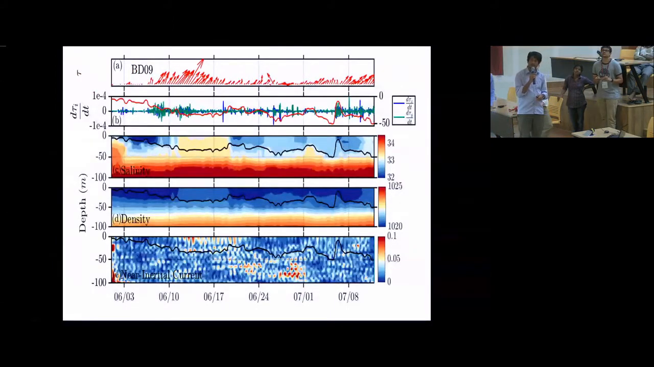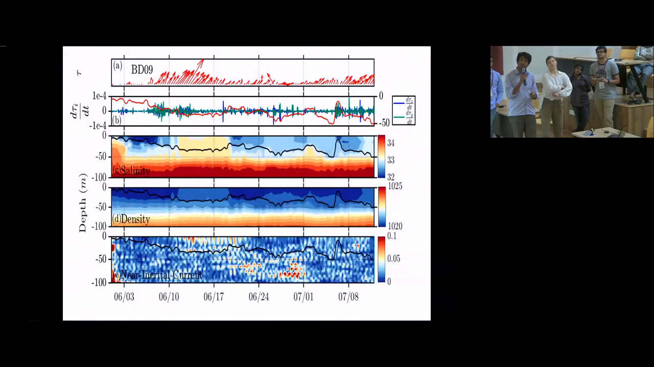To continue, to characterize mixed layer depth, we took the data from one mooring location, BD09, that's in the Northern Bay. Here you see 5 panels. The top panel shows the wind stress vector, and the second one shows how it's changing with time. The period of observation is from early June to mid-July. We see that it picks up around June 10th, or June 8th, maybe more precisely.